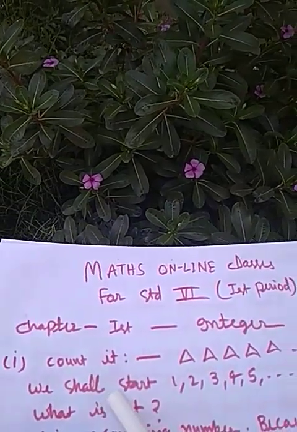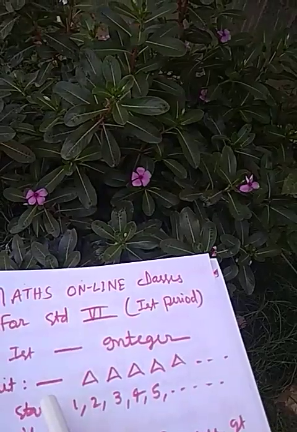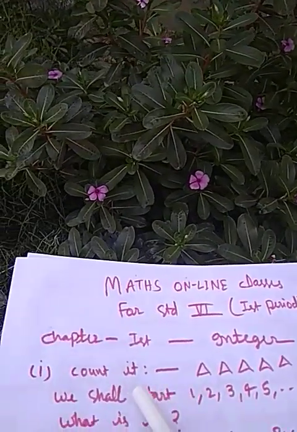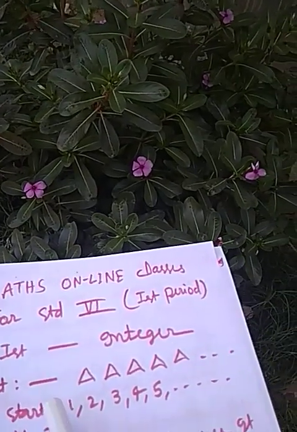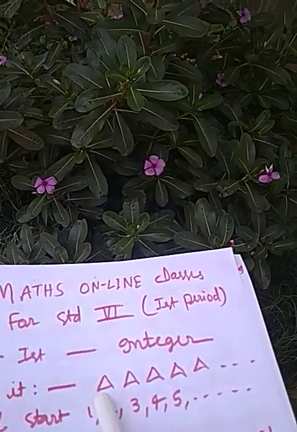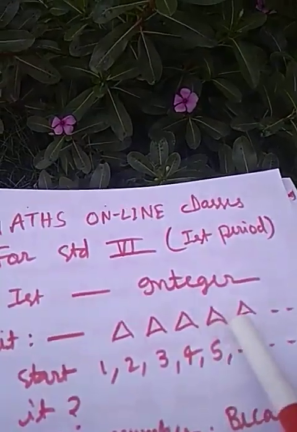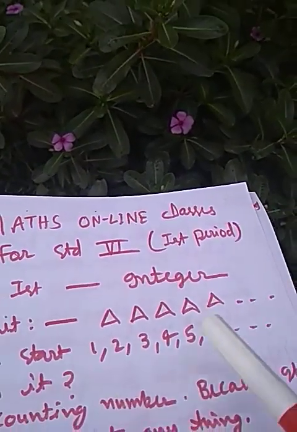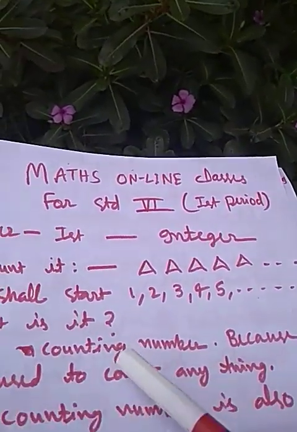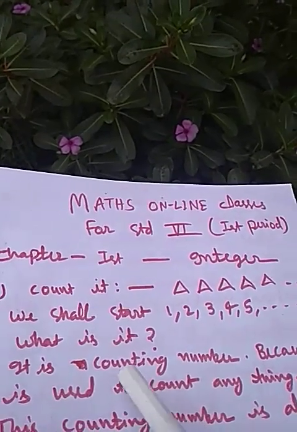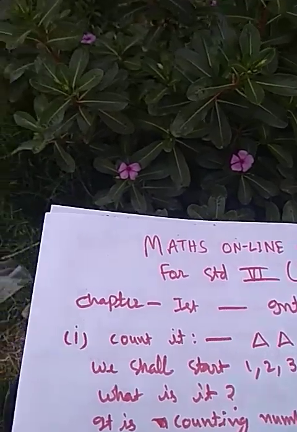Now students, at first here see the figure. There are some triangles. At first we shall start counting. Suppose here is 1, 2, 3, 4 and 5. It means how many triangles are there? Here is 5. Now it is used to count, so it is called the counting number.